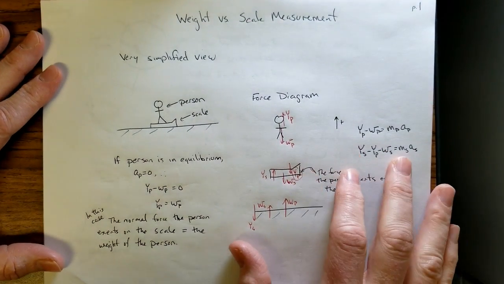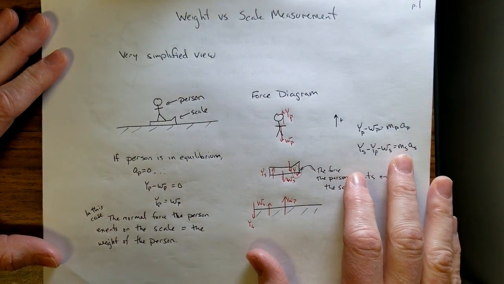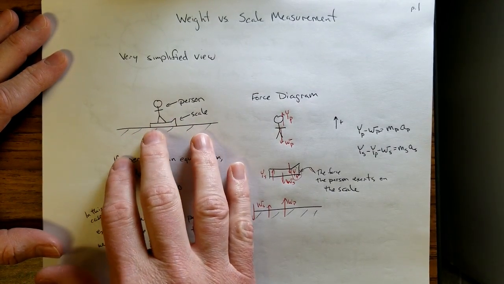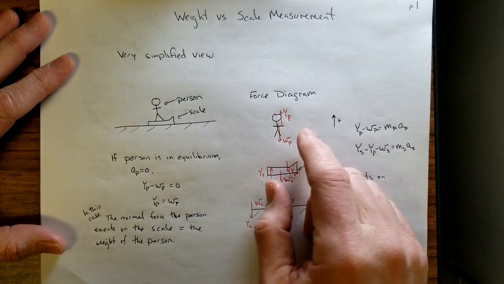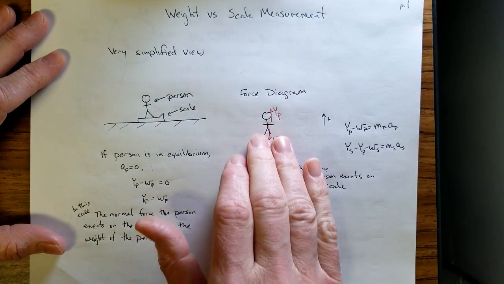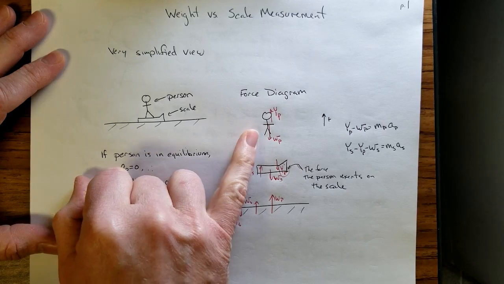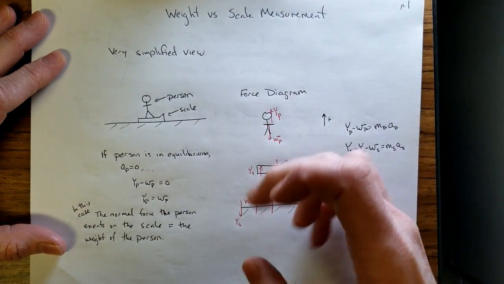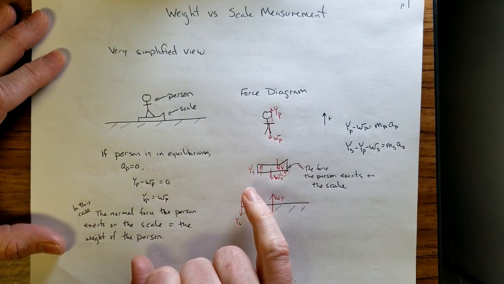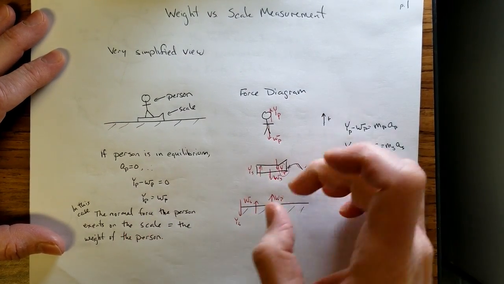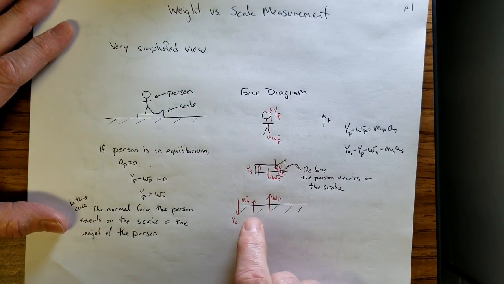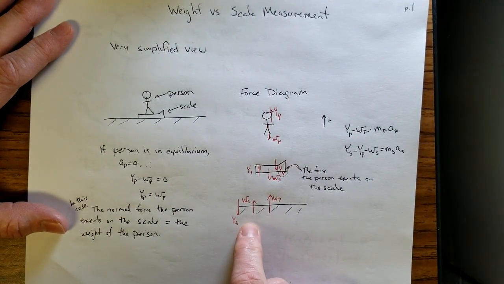So in the very simplified view, when you start working in the first couple of chapters in a physics textbook, in beginning physics, just think you have a person on a scale on flat Earth. If you look at the force diagram here, we have normal force acting up because the scale is pushing up on the person. The weight of the person is acting down on the person because the Earth is pulling them down. And then the scale has a normal force from the Earth and from the person going in opposite directions, and the scale has its own weight. And so these are the forces acting on the Earth.